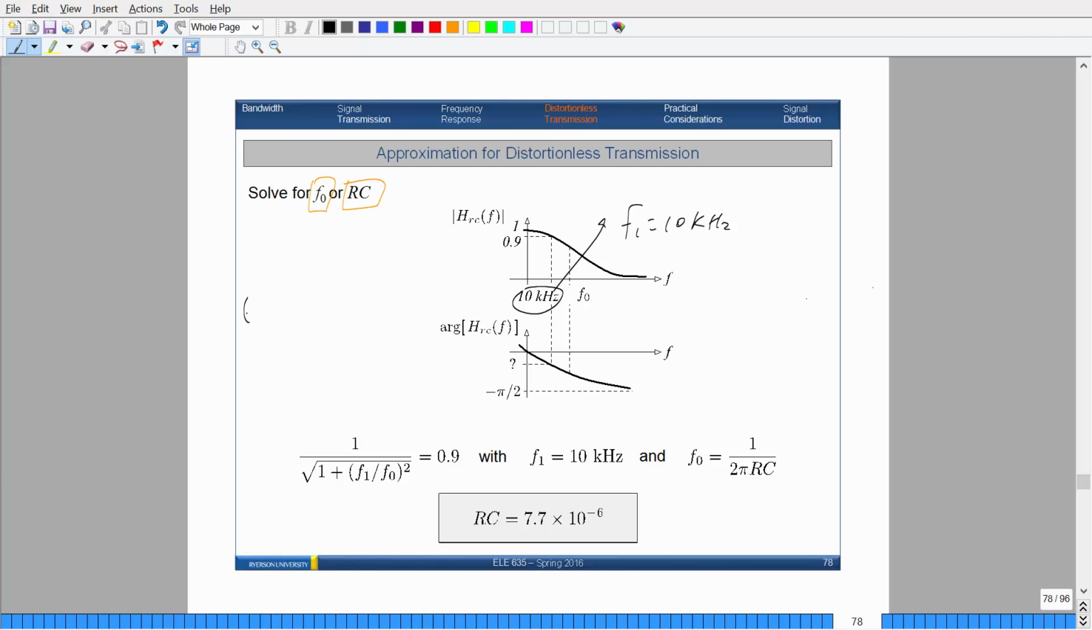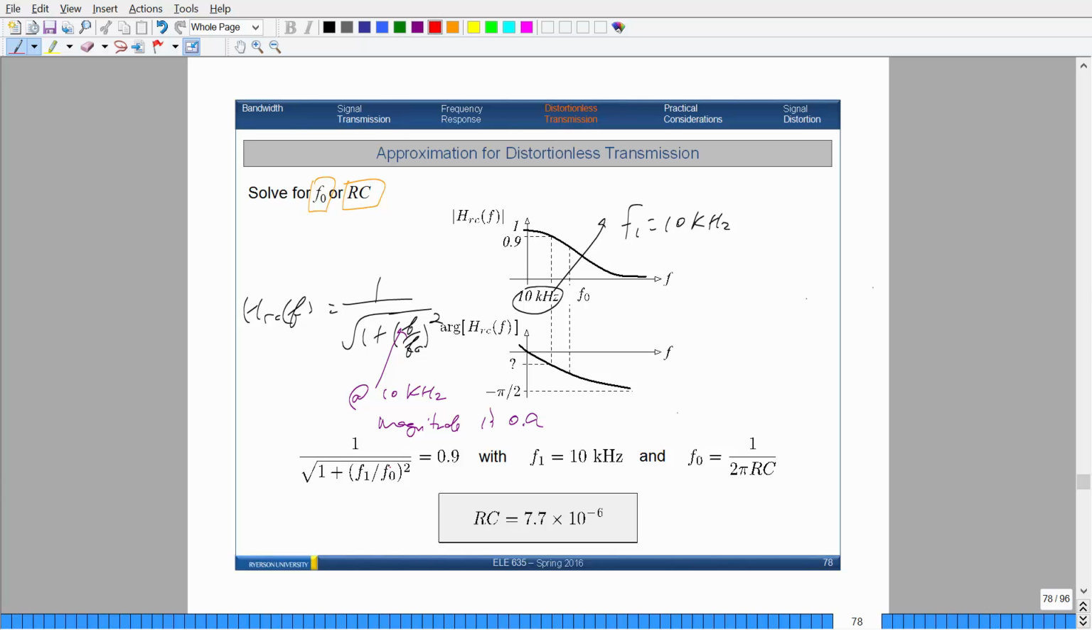So remember, the transfer function for the RC system was 1 over the square root of 1 plus f over f0 squared. So we want to make sure that when this is 10 kilohertz, the drop is 0.9. So that's what's happening. At 10 kilohertz, the amplitude, or the magnitude, is 0.9. And that's what's happening here.